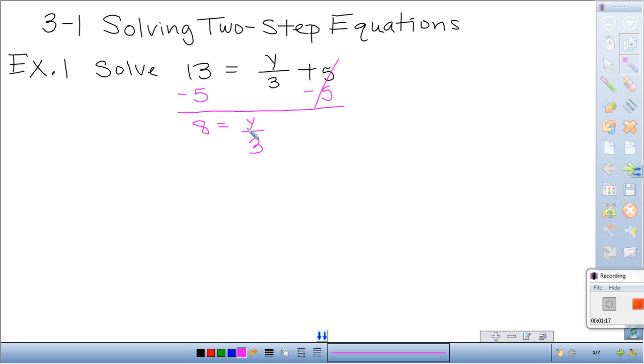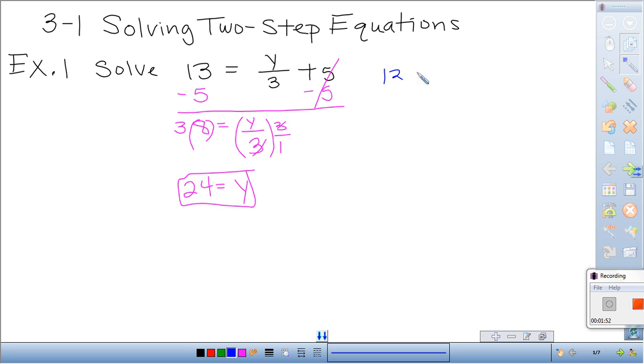What's happening to y? It's y divided by 3. The opposite of dividing by 3 is to multiply both sides times 3. And remember, you have to do the same thing to both sides. 3 times 8 gives us 24. 24 equals y divided by 3 times 3. And remember, it's 3 over 1, and we can cross-cancel these 3's, which just leaves us with y. So 24 equals y.